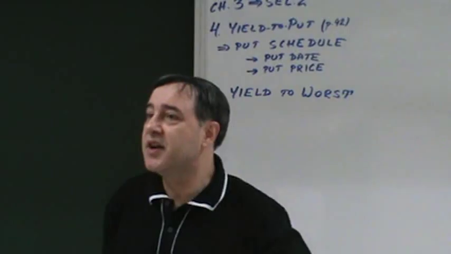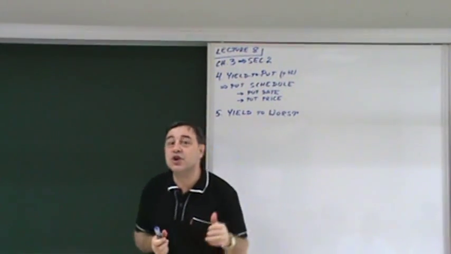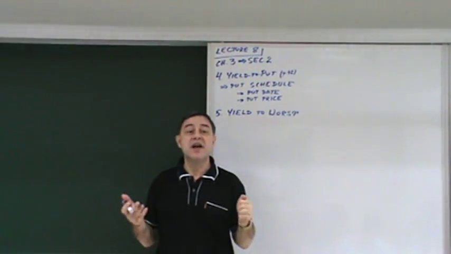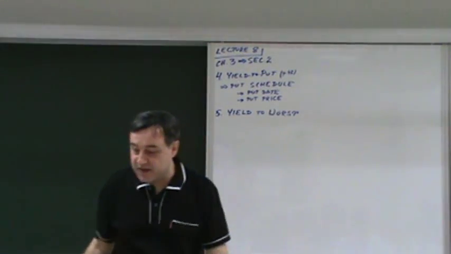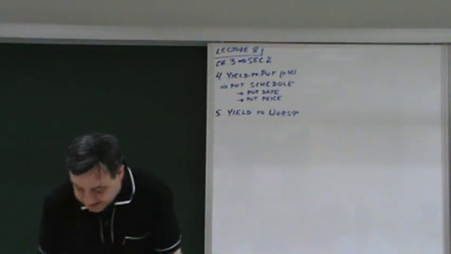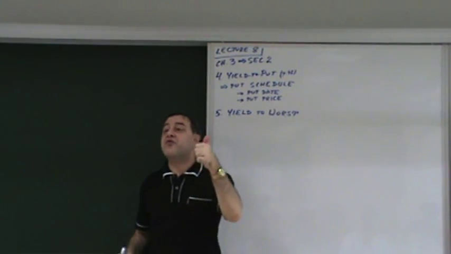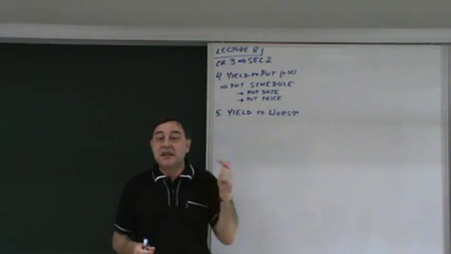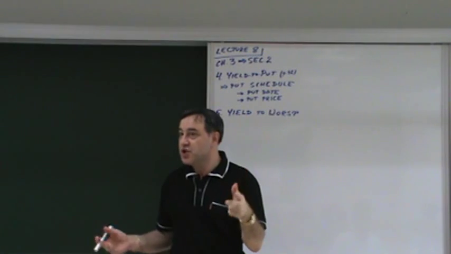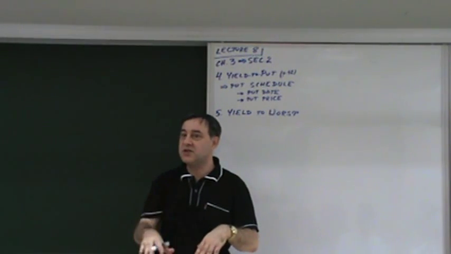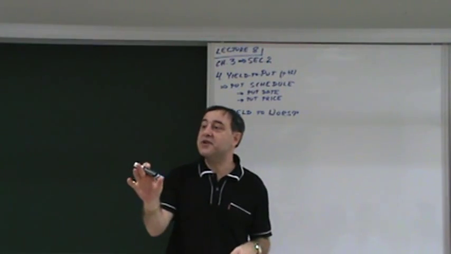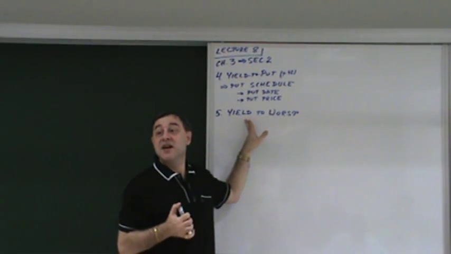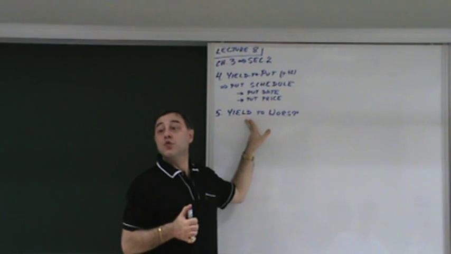yield to worst. Yield to worst simply tells you what is the worst possible case that can happen to you as an investor. It calculates the yield for every call date, the yield for every put date, the yield to maturity. You calculate all possible yields and you take the lowest of all possible yields. And the lowest of all possible yields becomes yield to worst.